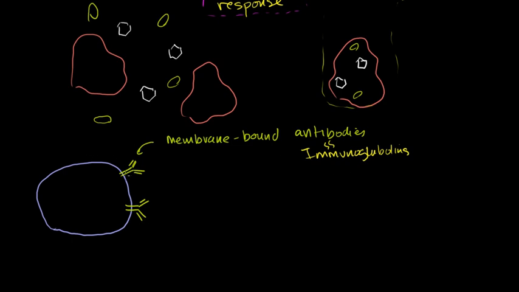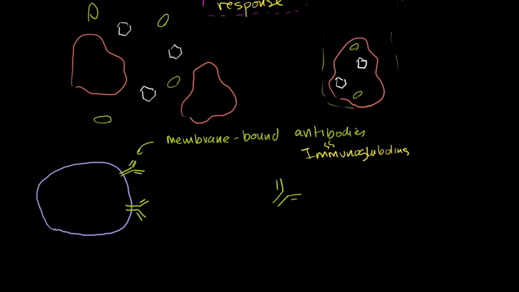Now, B cells have these on the surface of their membranes. These are membrane bound. Usually when people talk about antibodies, they're talking about free antibodies that are just floating around like that. And I'm going to go into more detail on how those are produced. Now, what's really interesting about these membrane-bound antibodies, and these B cells in particular, is that a B cell has one type of membrane-bound antibody on it.